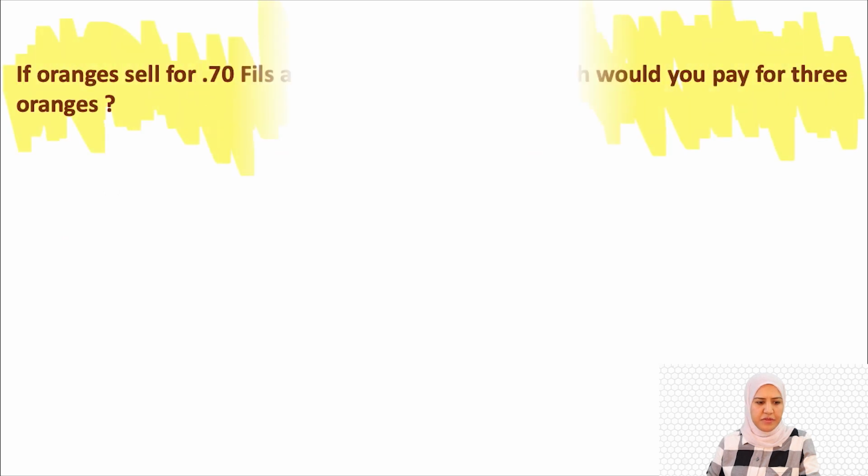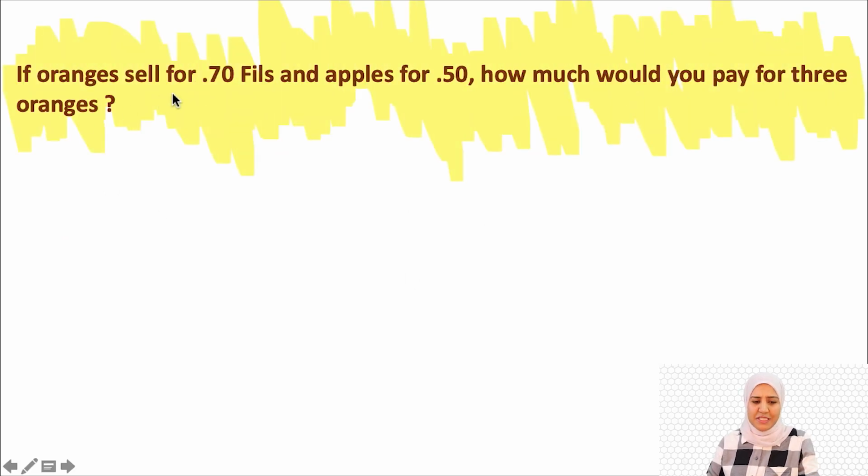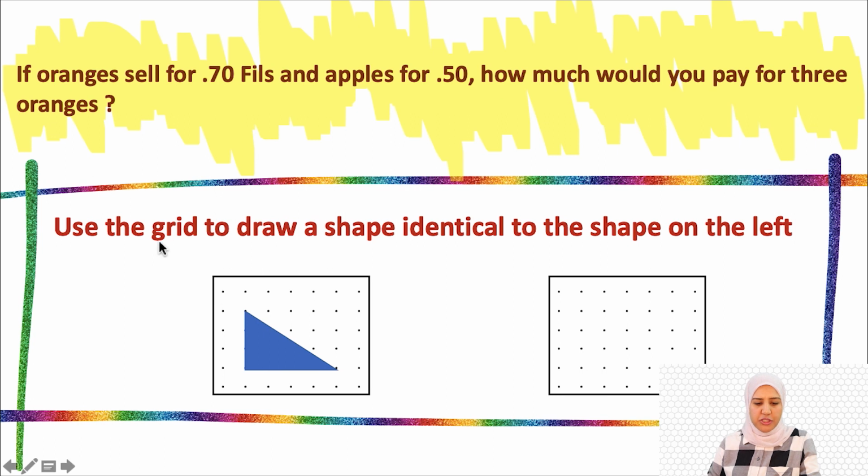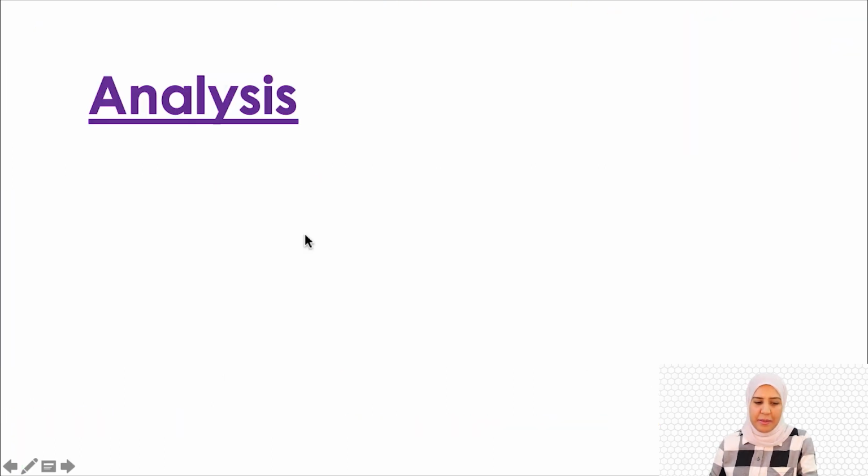So let's see. If oranges sell for 70 fils and apples for 50 fils, how much would you pay for 3 oranges? This is a question of application skill. Use the grid to draw a shape identical to the shape on the left.